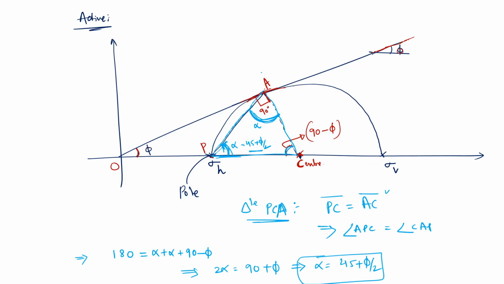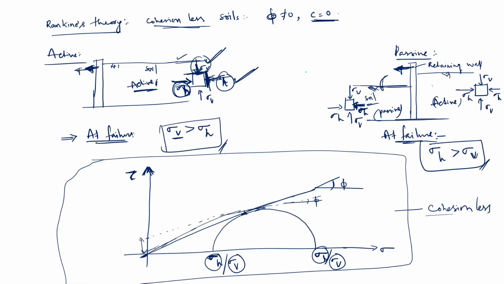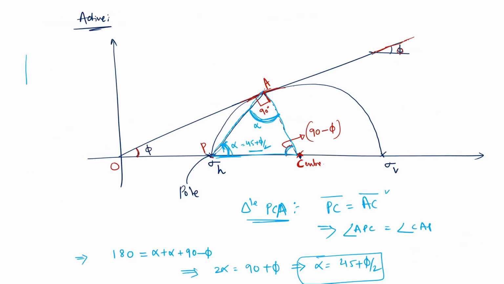But what is asked in the question? In the question it is mentioned that you need to find out the angle between the minor principal stress direction and the failure plane. So, in the active state, this is sigma V and this is sigma H. What is the minor principal stress in the active state? Sigma H is the minor principal stress. Sigma V is major in the active state.